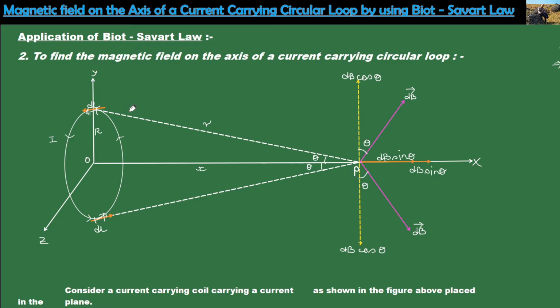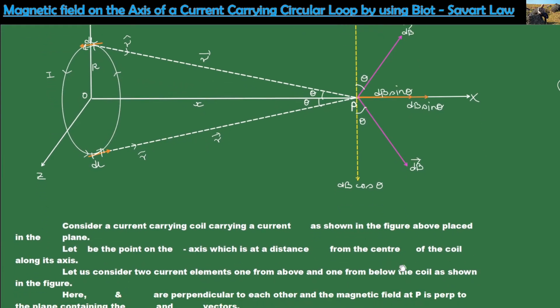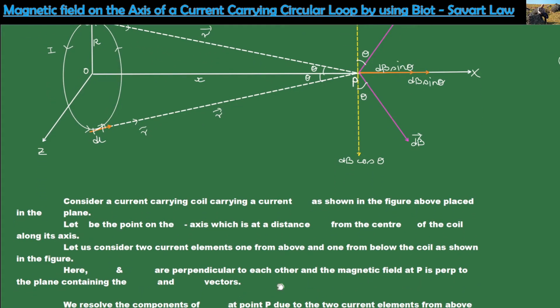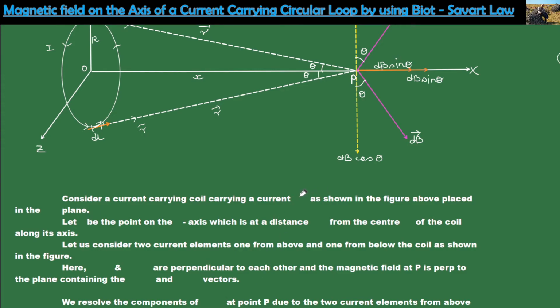From here, this will be the direction of our radius vector, from the current element to the point P. The position vector will have the distance r bar, and from there you will also have to find the value of r, which we can do. So let us consider a current carrying coil carrying a current I, as shown in the figure.